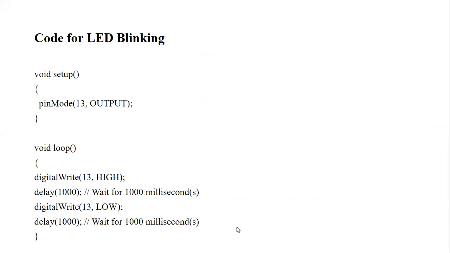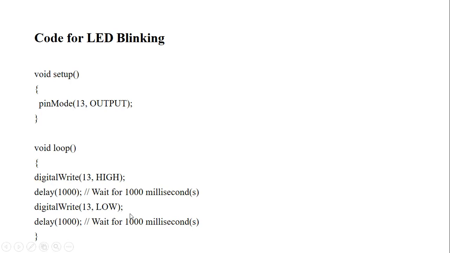This is the code for the LED blinking. And this void setup is a preparation block. And from the function pinMode, what information will you receive? That pinMode 13 means pin number 13. LED is connected with pin number 13. And this is output. Void loop, digitalWrite HIGH. This is also a function, digitalWrite, delay. These are the functions. And this is showing that pin number 13 is a digital output pin.